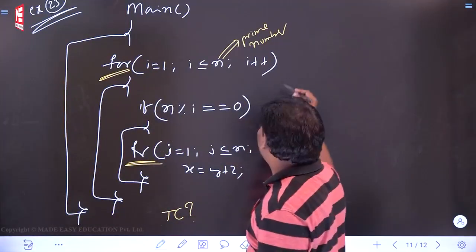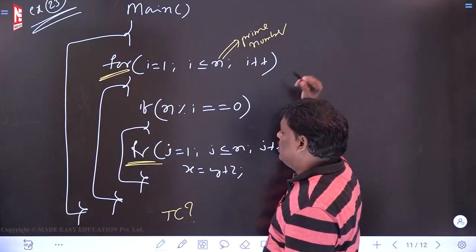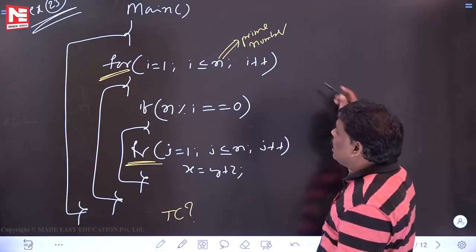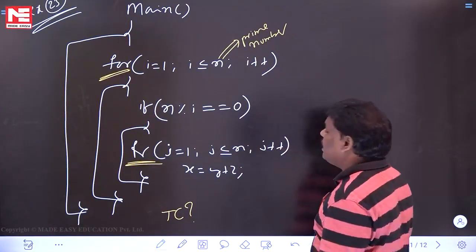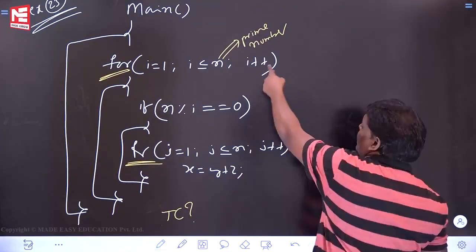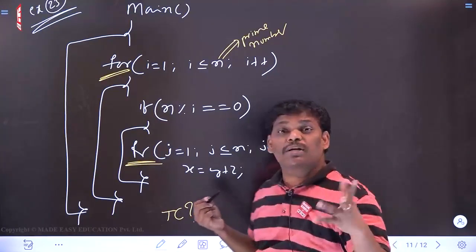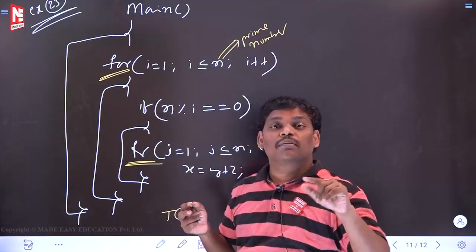Can you help me now? First, I loop how many times? N times. J loop is how many times? N times. I loop is n times, J loop also n times. Right? So this is n time, this is n time. Actually time complexity n square, everyone knows.